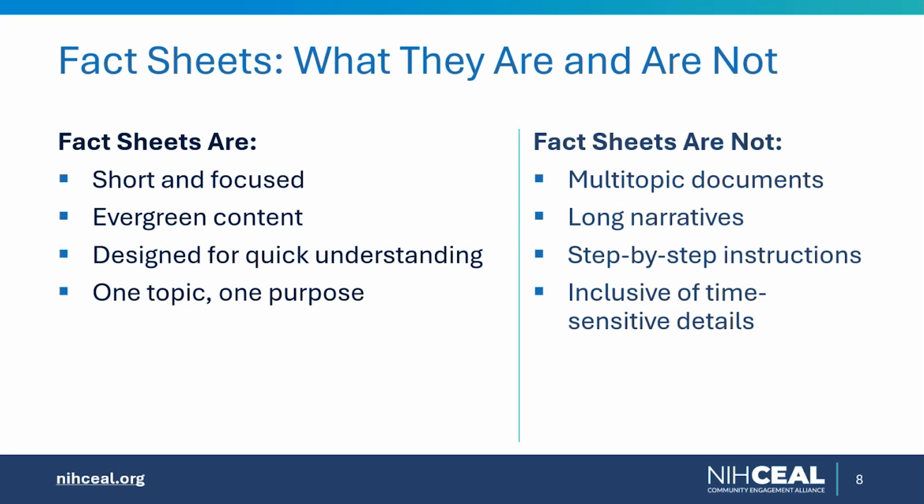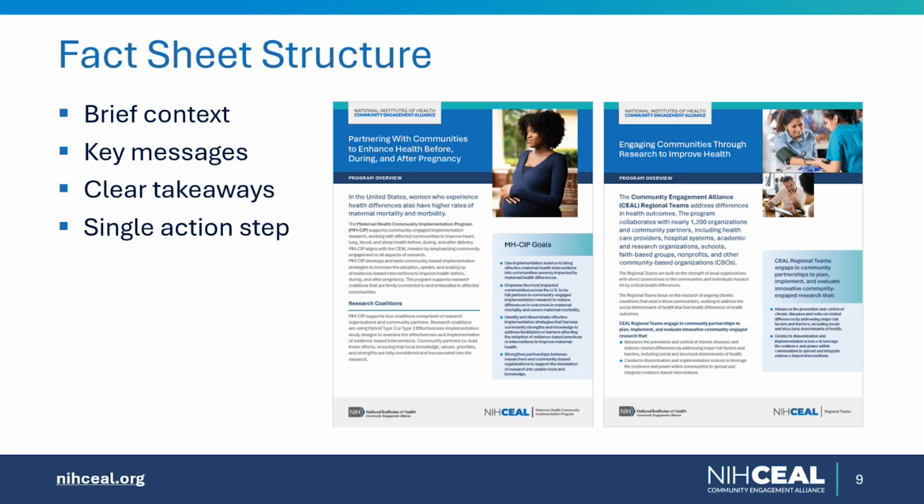Fact sheets are not meant to cover many topics. They should not contain a lot of details, nor should they explain step-by-step processes. Fact sheets do not include details that change often, are time-sensitive, or require frequent updates. There are typically 4 components of a fact sheet. The first component includes brief context or background information up front. Context lets the user know the why behind the communication.